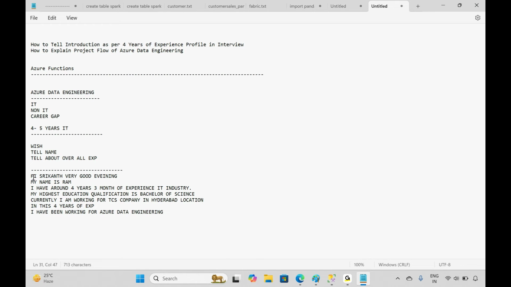My name is Ram. I have around 4 years 3 months of experience in the IT industry. My highest education qualification is Bachelor of Science. Currently, I am working for TCS company in Hyderabad location. In these 4 years of experience, I've been working on Azure Data Engineering.